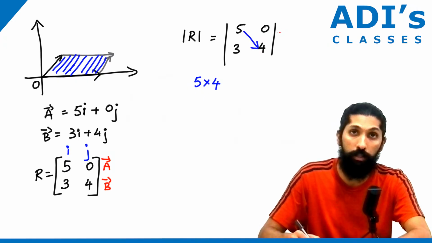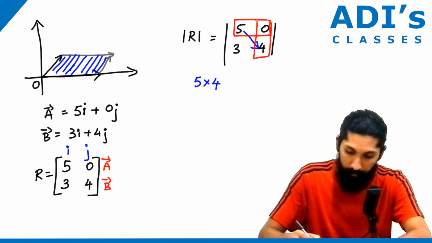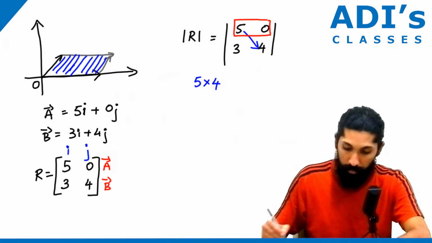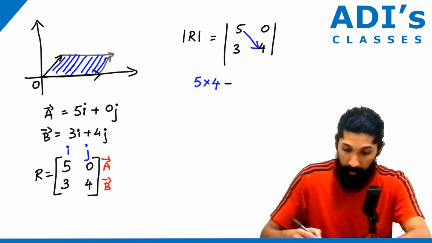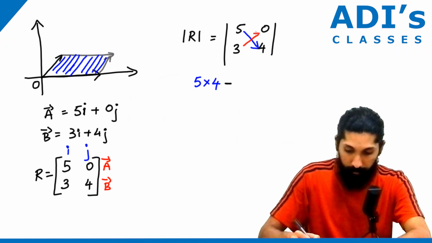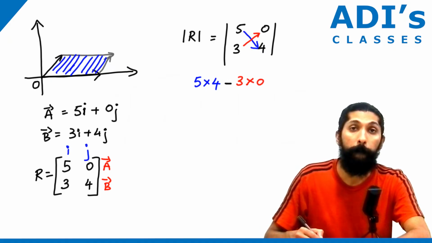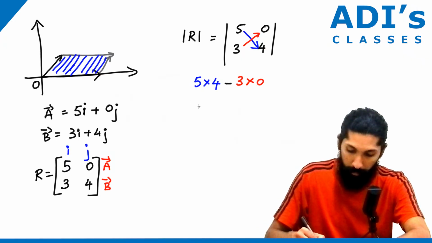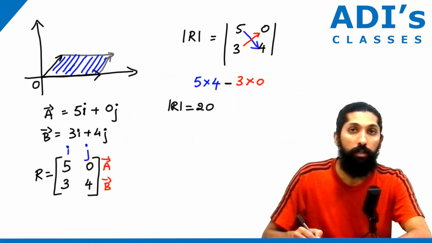Then for the second part, you take the second one, 0. For 0, again, do not consider its row and do not consider its column. Which is the remaining element? 3, correct? So we take minus 3 into 0. So it is 5 into 4 minus 3 into 0. What are we going to get here? This becomes 20 minus 0, which is 20. So determinant of R becomes 20.